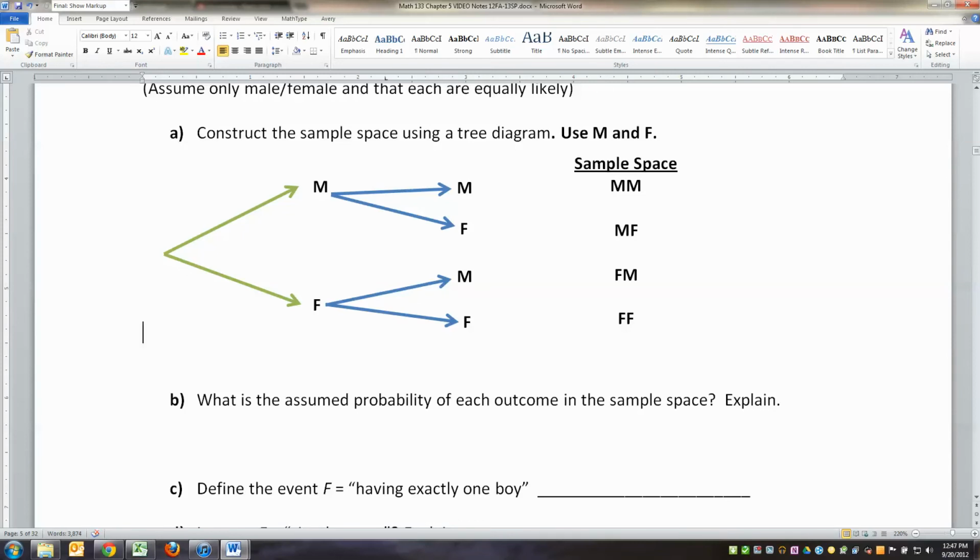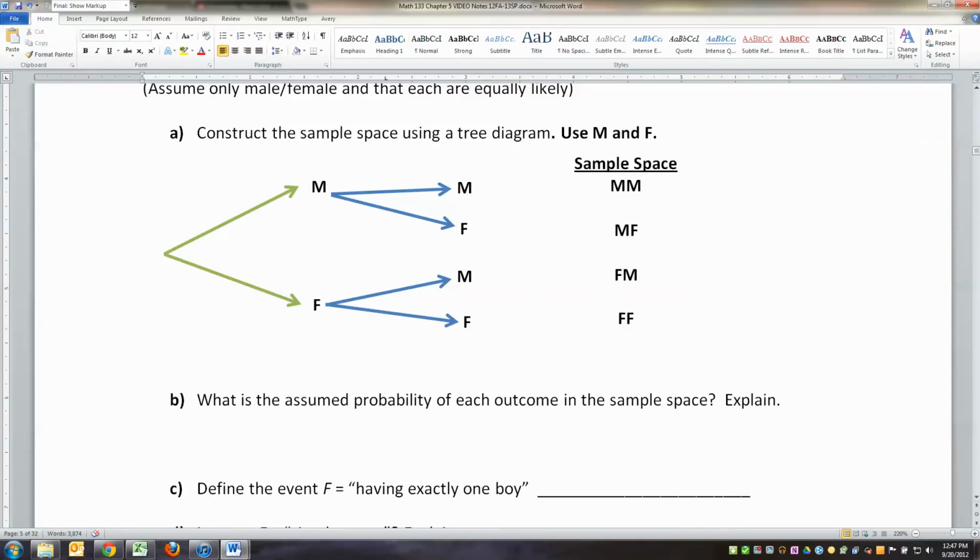So you have your first child, right? And it's either male or female. Okay, and then you have your second child, and that's the blue arrow. So this branch up here is, hey, I had a male for my first child, then I could have a second child that's male, or I could have a second child that's female. Or I could go female first child, and then I could have a second child that's male, or a second child that's female. And then you want to make sure you list out your sample space over here. Male-male, male-female, female-male, female-female.